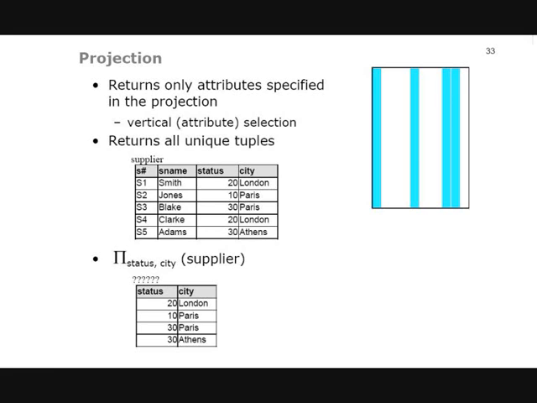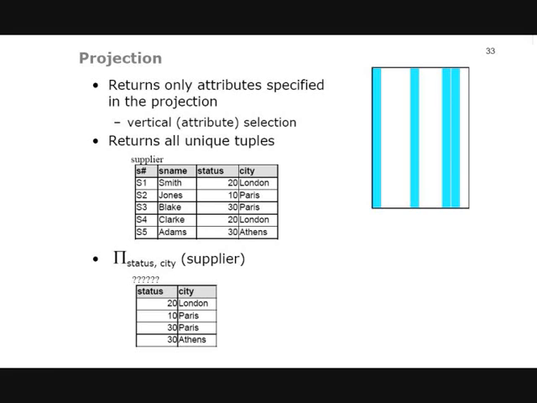I could project as many as I like from supplier, because it operates on a relation. This is going to give me another relation. So what I have is the status and the city only, okay? So I have 20 London, 10 Paris, 30 Paris, and 30 Athens. Can anybody tell me why there is one tuple missing in there? Because they're both the same.